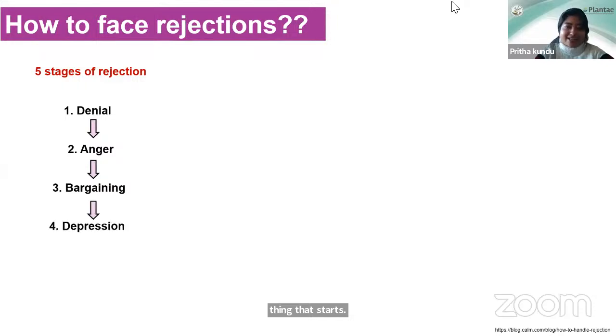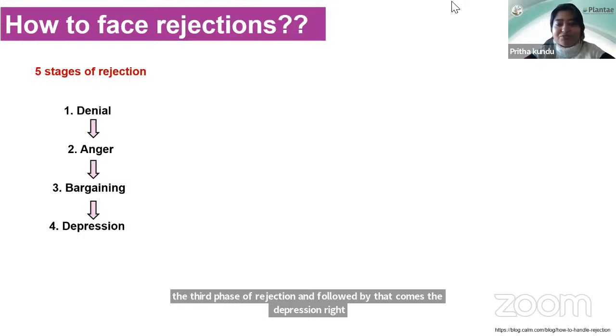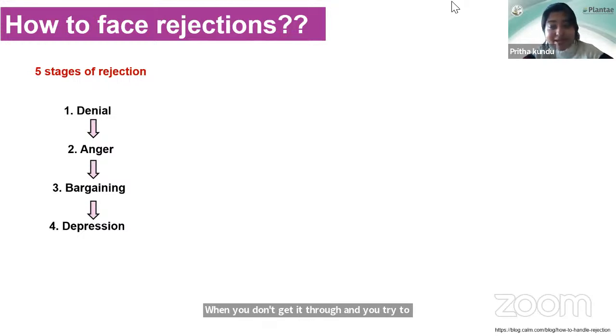And followed by that comes the depression, right? When you don't get it through and you try to find out, oh, these are the gaps, this might have been the gaps. So you start feeling that I could have done this, and then you get depressed, right? That happens. And we all are social human beings. So I cannot say that, no, you cannot feel bad. We all feel bad. I myself feel bad with every rejection, and I know you all feel bad, devastated after every application that does not pass through. It happens. So there is a stage of depression.